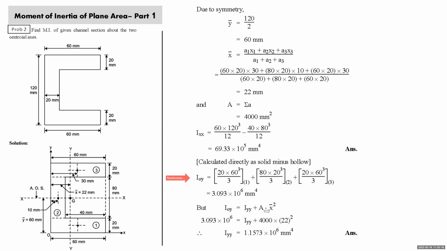But IOY is equal to Iy plus A x bar square, right? IOY is known to you. Area is known to you, 4,000. X bar is 22. So you get Iy as 1.1573 into 10 raised to 6. All right. This way, we understand that the moment of inertia of the composite area about the axis of symmetry is obtained directly. As Ixx, we got it directly. And Iyy, we got it indirectly, by first finding the moment of inertia of the composite area about a parallel reference axis and then applying the parallel axis theorem on the whole area to get Iy.